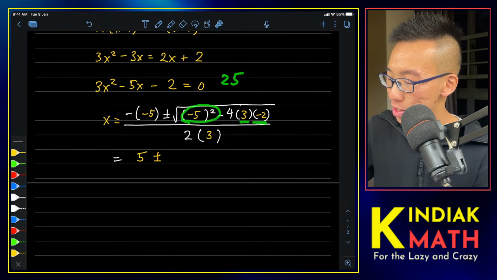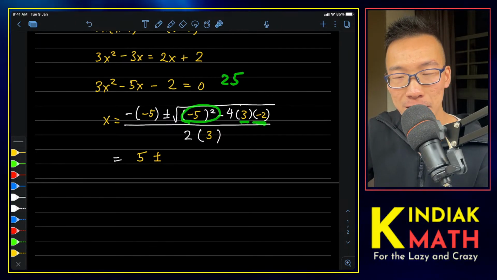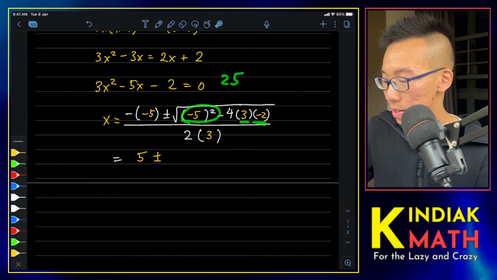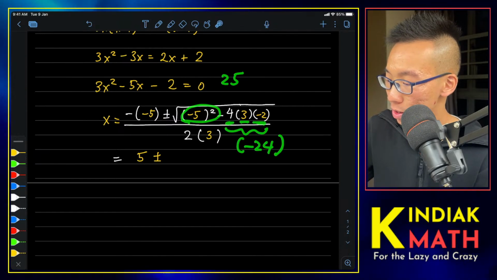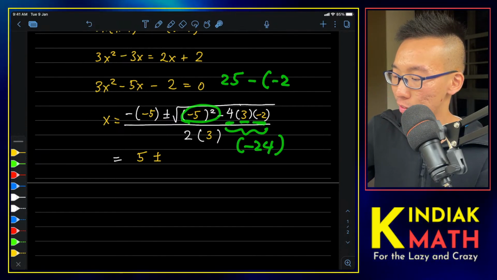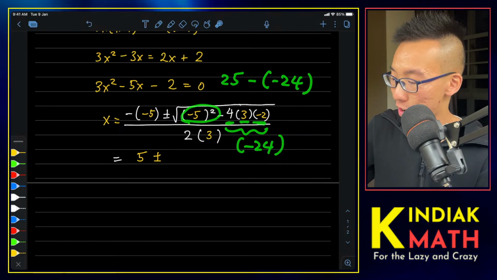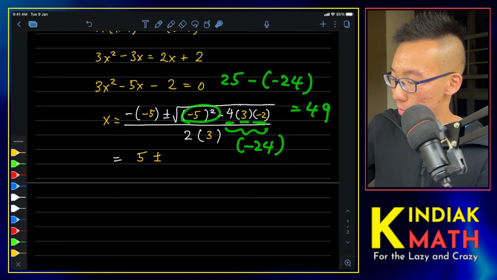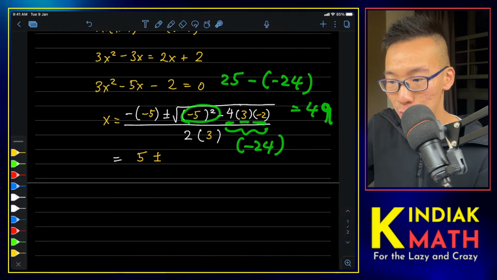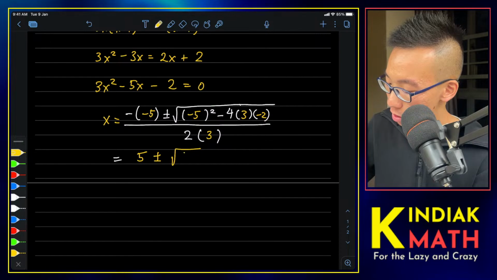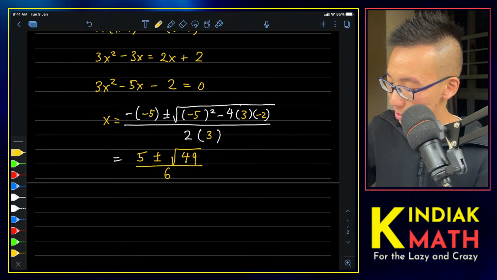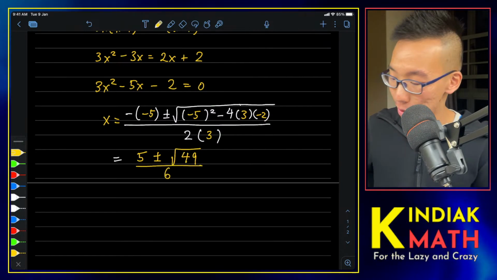3 times minus 2, that's minus 6. Minus 6 times 4, the whole thing here is minus 24. So we're taking 25 minus the negative of 24, which simplifies to 49 because the double negatives turn into a positive. So we're taking 5 plus or minus the square root of 49 all over 6. And 49 is a really nice number.